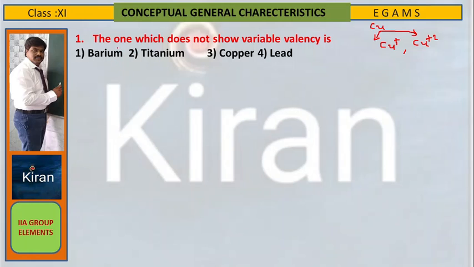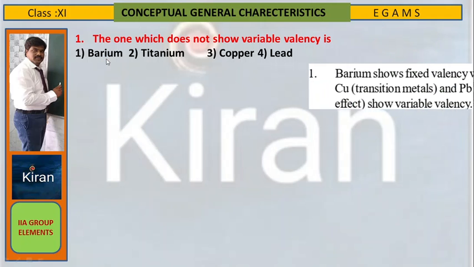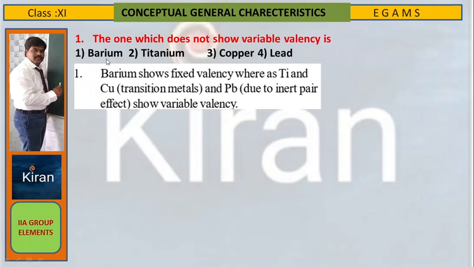The question is the one which does not show variable oxidation state. The right option is the first one, that is barium. Second question, see here the answer for that. Barium shows a fixed valency, whereas titanium, copper and lead, due to inert pair effect, show variable valencies.